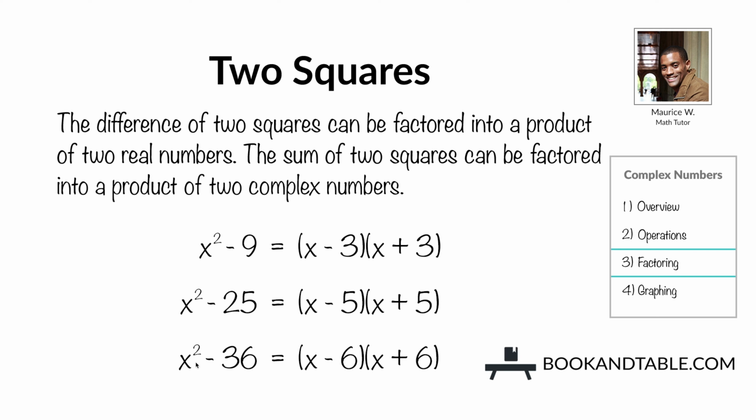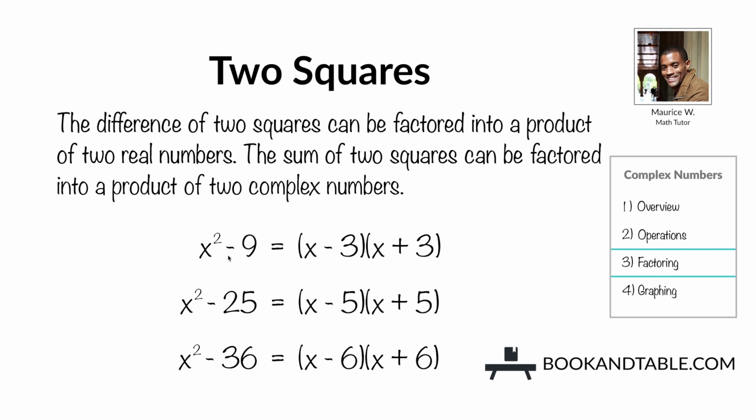Another example, x squared minus 36. What is the square root of the first term? X squared. That would be x. That goes into each factor. What is the square root of the second term? That would be 6. That goes into each factor. And they are separated by different signs.